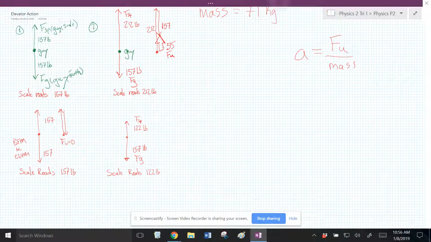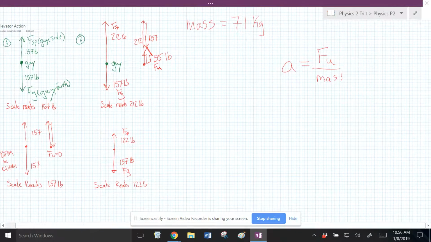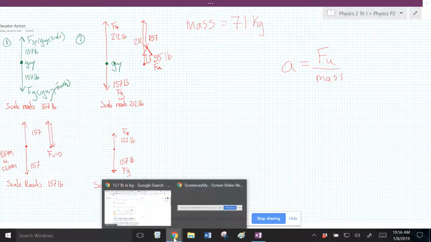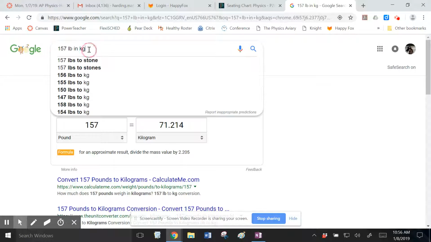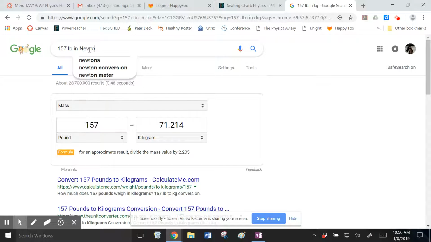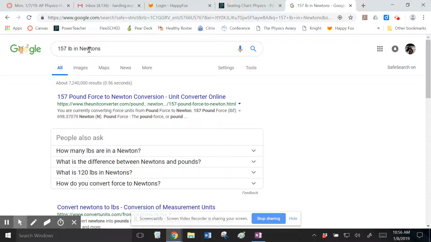Oh boy. Come on, stylus, hang in there. So I'm going to convert that into newtons. Let's see here. Oh, come on. You're going to do that for me? That's just sad.